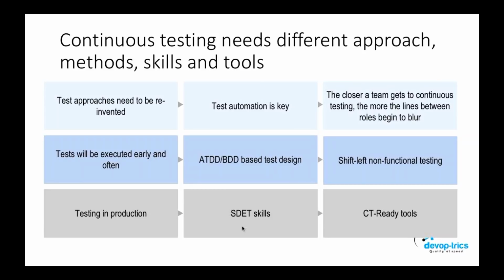And again, absolutely, the closer a team gets to continuous testing, the more the lines between roles begin to blur. Now, as automated acceptance tests are put within the loop of the continuous cycle, it cannot be the sole responsibility of the tester. Everyone in the team has to participate. They have to develop these automated scripts, automate them, analyze the risks, and mitigate the risks in a very continuous way. And the tests will be executed early and often.